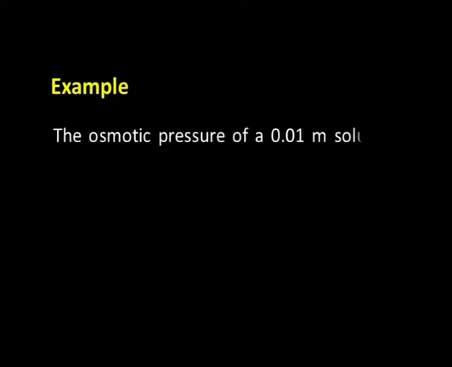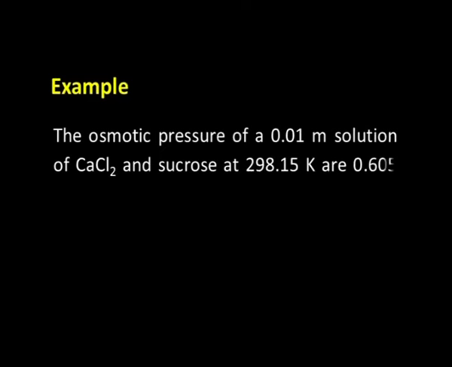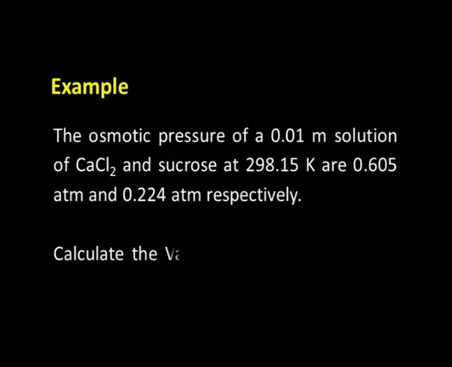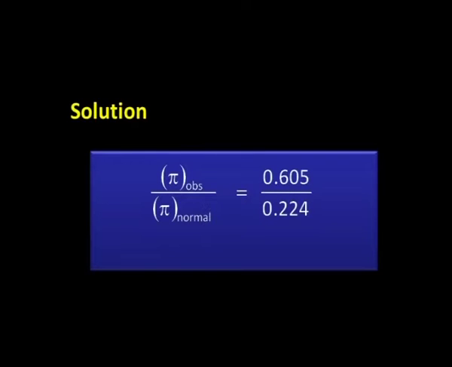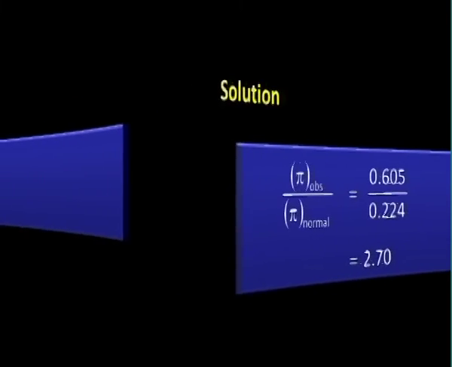Let us take an example to understand this dissociation in a better way. The osmotic pressure of a 0.01 molar solution of calcium chloride and sucrose at 298.15 Kelvin are 0.605 atmospheres and 0.224 atmospheres respectively. Calculate the van 't Hoff factor and degree of dissociation of calcium chloride. We know that pi observed upon pi normal will be equal to 0.605 upon 0.224 according to the problem, and pi observed upon pi normal will be equal to i, which we are getting as 2.70.